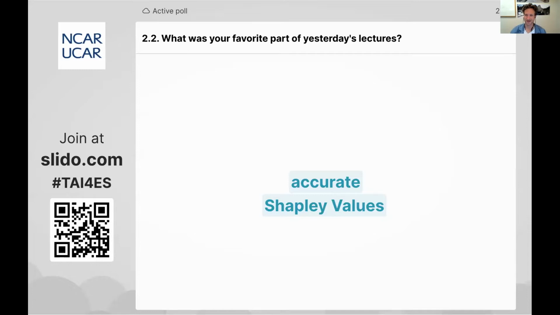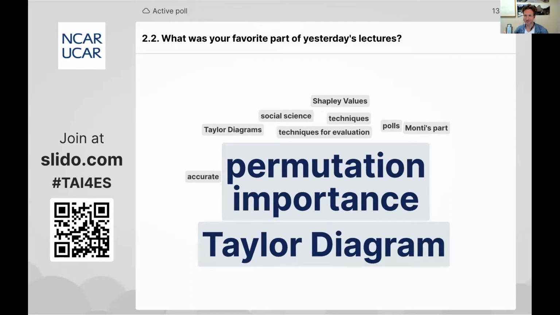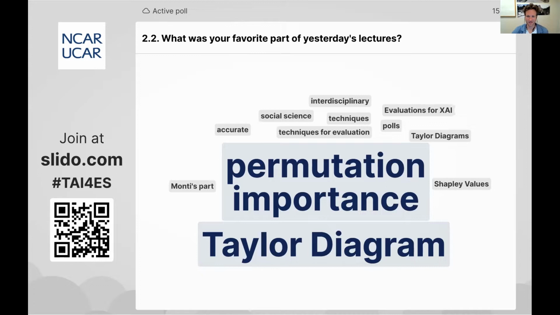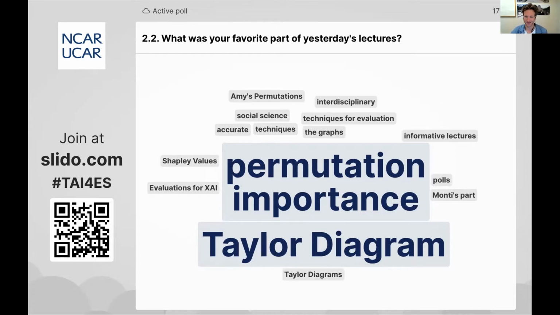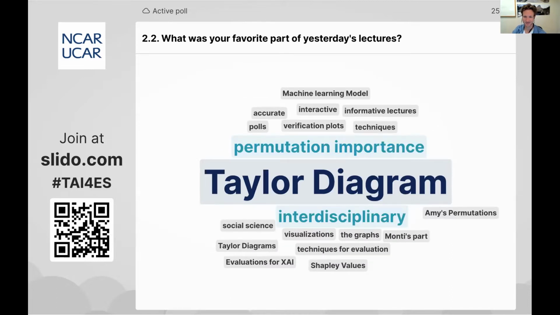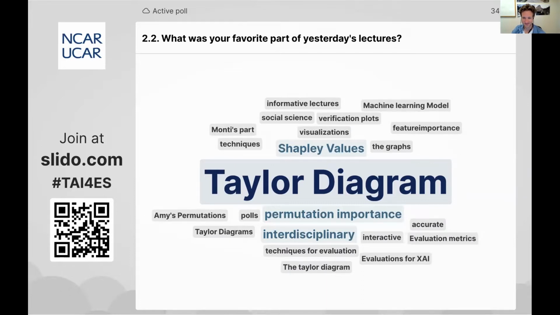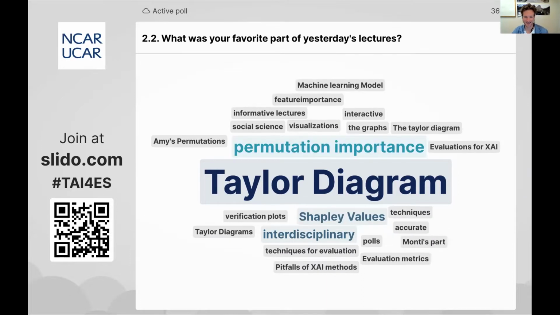Ooh, Shapley values. Okay, nice. Good deal. Okay, social science, nice. That makes me happy. Just one of the social scientists. That's great. Taylor diagrams. Ooh, permutation importance is getting a lot of joy here. Monty's getting some good shout outs. Interdisciplinary, thanks. Okay, nice. Yeah, Monty's part specifically calling out. Great. Nice. Okay. Amy's presentations. Good. These are awesome. Interactive. All right, which is good because that's what we're doing again today. It's the same idea.